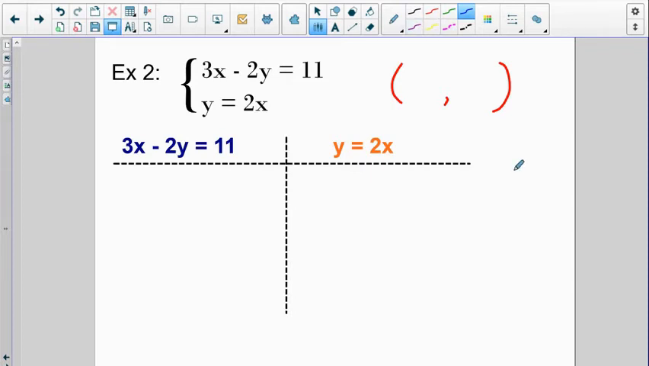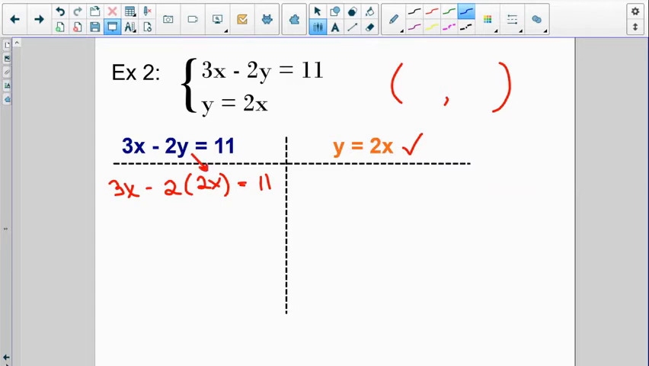I know that y can be replaced with 2x because it says y equals 2x. Y and 2x are the same thing. So in my first equation, I know that the y can be replaced as long as I'm replacing it with something of equal value. And my second equation told me what that equal value is. It's 2x. The y gets replaced with 2x instead.